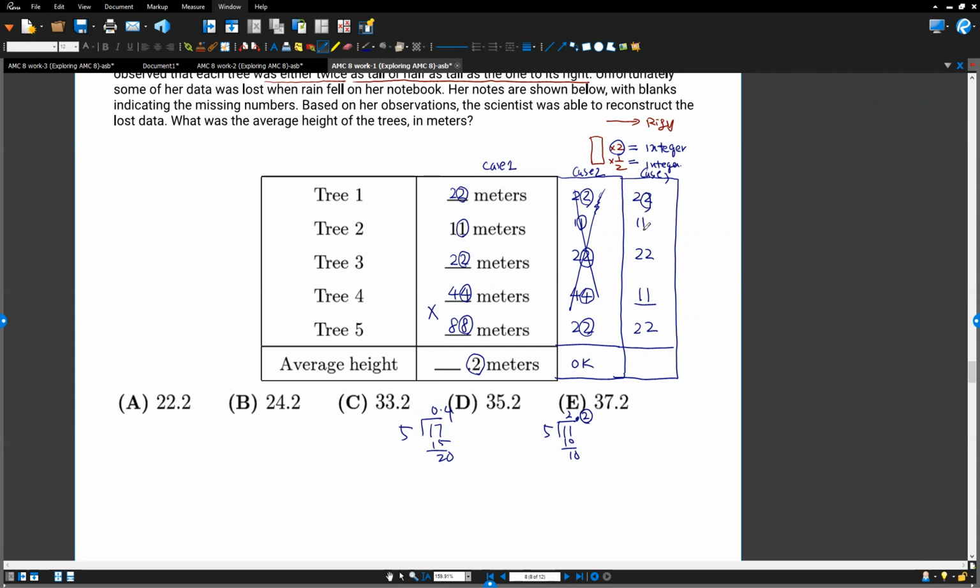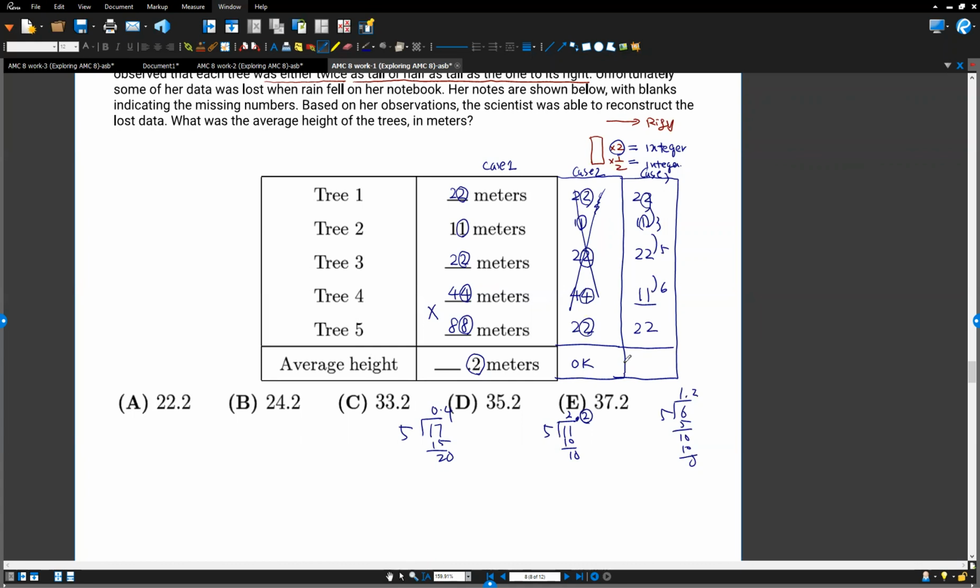This is 2 plus 1 is 3, 5, 6. 6 divided by 5 is what? My God, this is also a 1.2. Wow, we have 2 choices. Okay, we have to check it out.